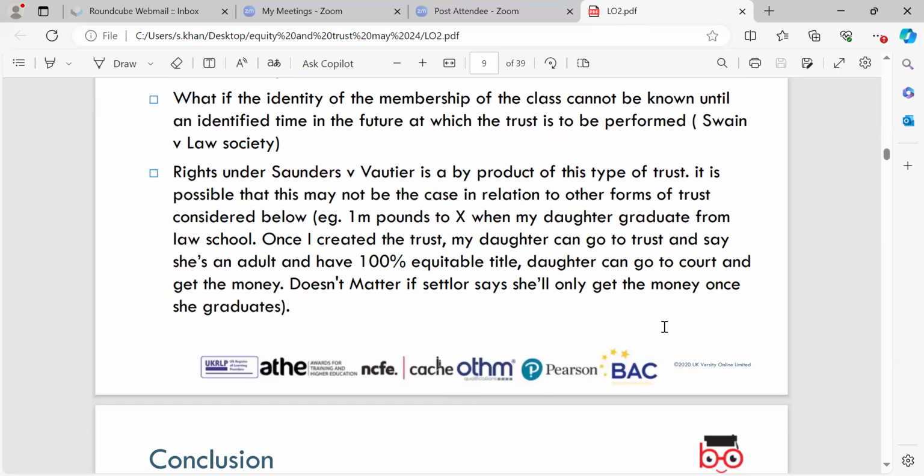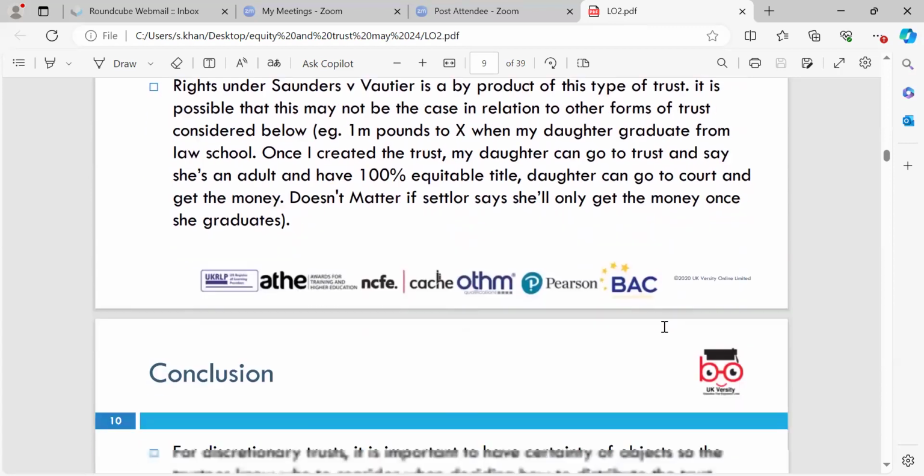An example is, once I create the trust, my daughter can go to the trust and say she's an adult, and has 100% equitable title. The daughter can go to court and get the money. It doesn't matter if the settlor says she only gets the money once she graduates.